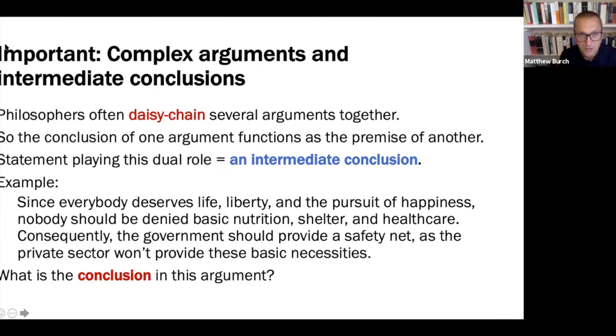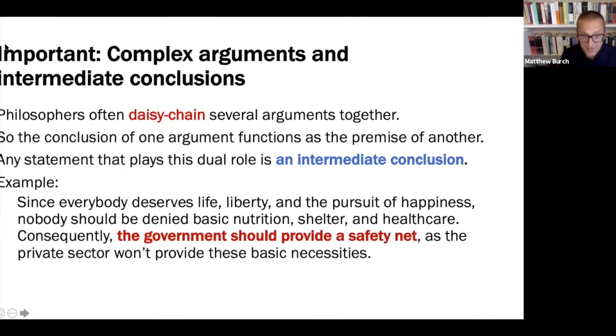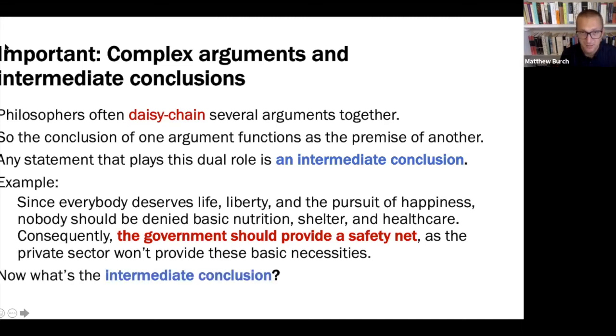Okay, so what's the conclusion of this argument? What does the author want you to conclude after you read it? Well, this is the conclusion. The government should provide a safety net. That's what this little passage wants to justify. What's the intermediate conclusion? Remember, an intermediate conclusion is a statement that's playing that dual role. It's the conclusion of one argument, and then it serves as a premise in the next argument.